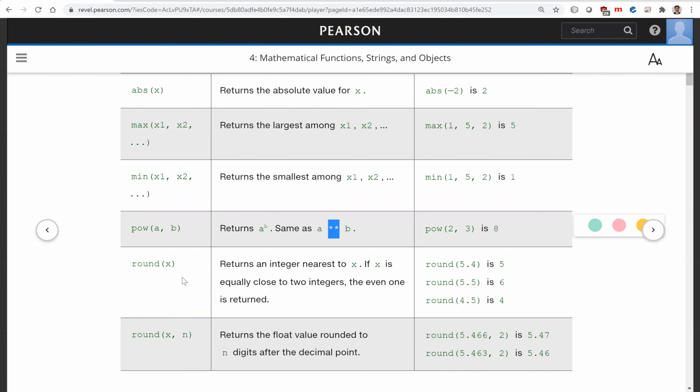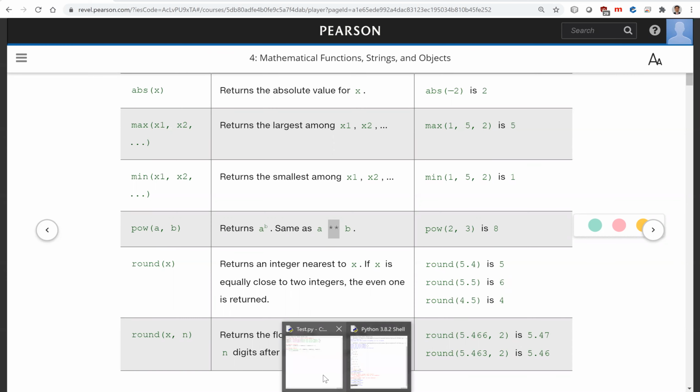round(x) returns the integer nearest to x. If x is equally close to two integers, the even one is returned. So round(5.4) is 5. round(5.5) now returns 6. The nearest numbers are 5 and 6, but 6 is even, so 6 is returned. And round(4.5) returns 4.